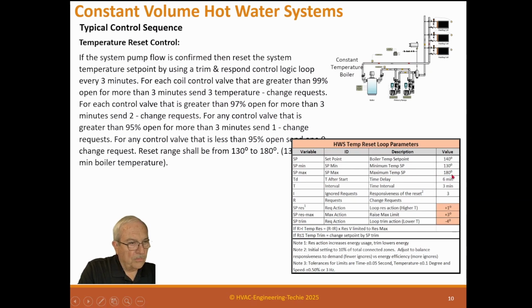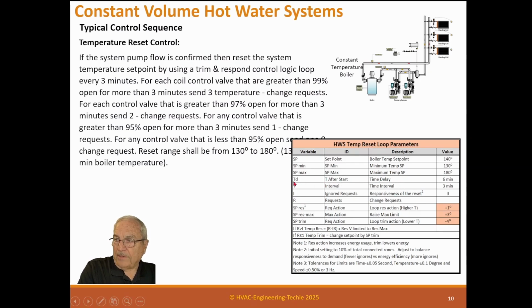Now these are all designed to be input, and you can make them anything you want as long as you don't go against the boiler manufacturer's minimum requirements and the maximum requirement of your system. I mean, you could have made the set point 130 degrees to start with, but you can't make it below 130 because all the water goes to the boiler.